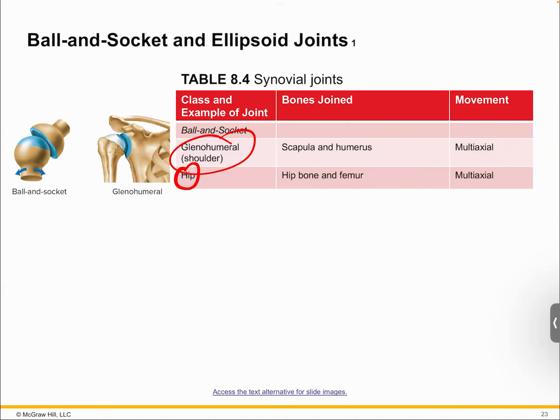So these guys are probably the most movable, right? They're multi-axial. You can go in different directions. However, there are some limitations, aren't there? We know this. Why? Because you can't do a 360-degree windup with your leg and throw a 95-mile-an-hour fastball. But you can with your arm, right? So you can see both are ball and socket joints, but both are very differentially wired to give you very different movements, right?